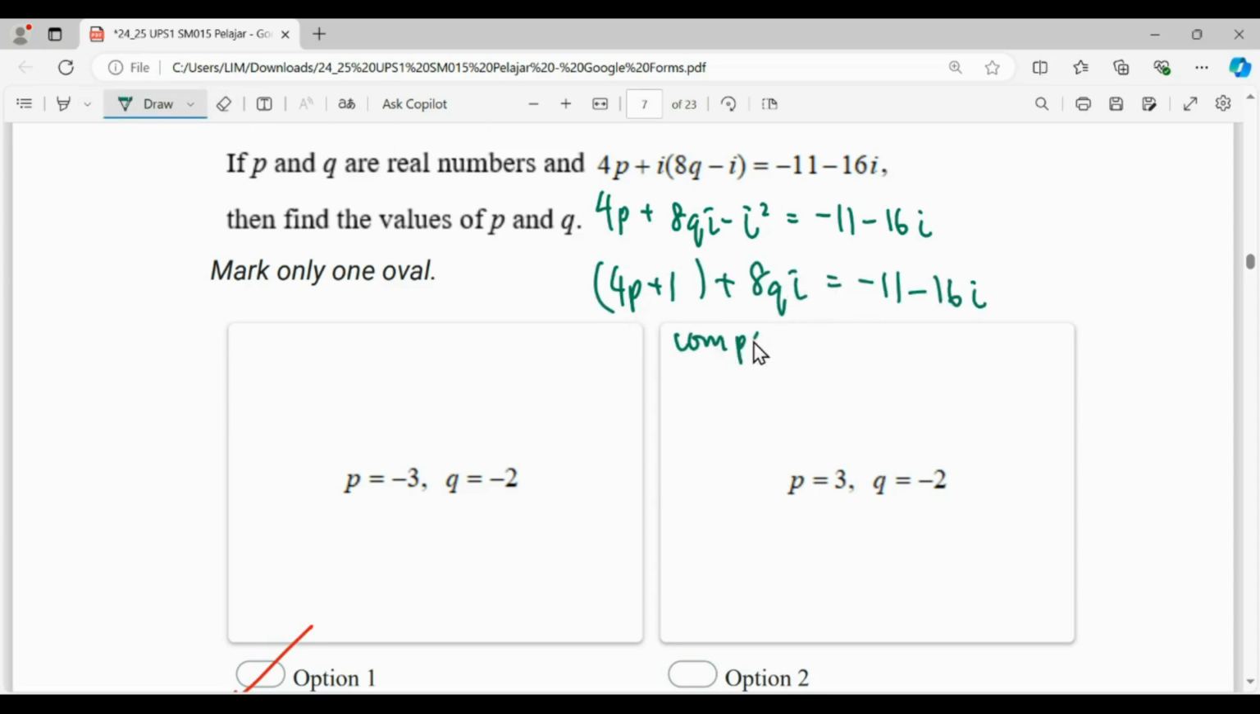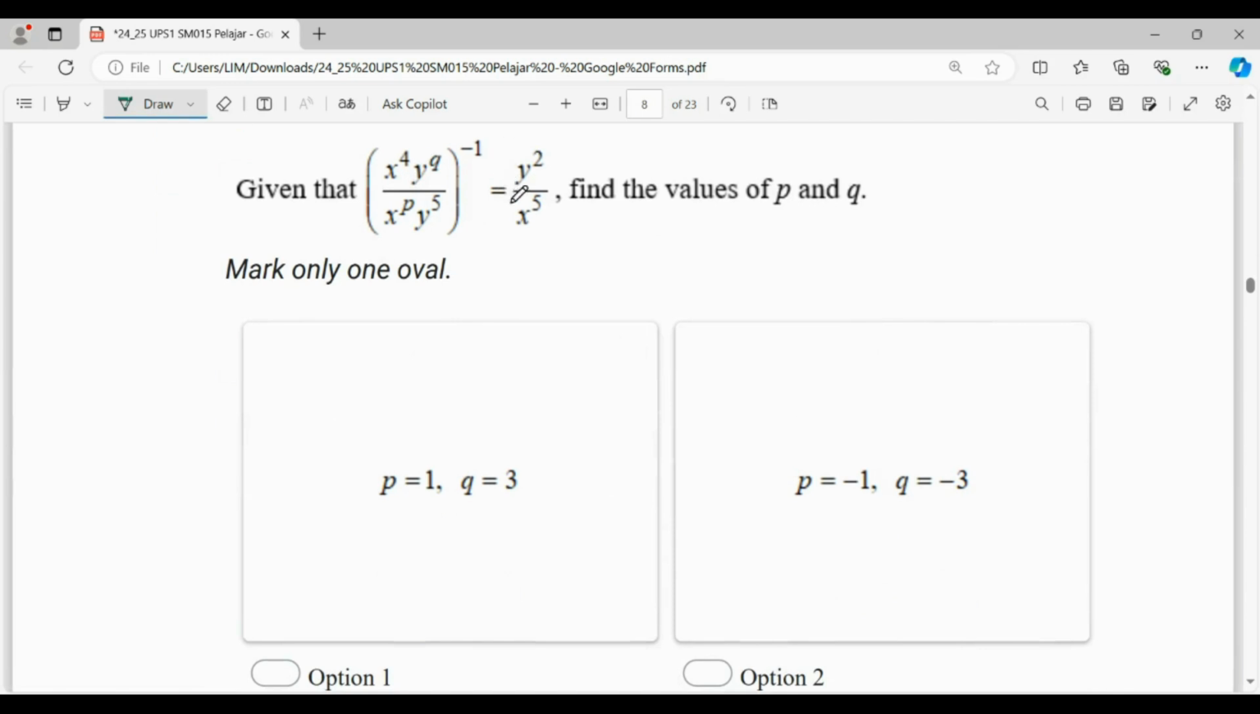As we compare, the real part: 4p plus 1 equals negative 11. p equals negative 12 over 4, which is negative 3. Then the imaginary part: 8q equals negative 16. So q equals negative 2. So here we have our option.